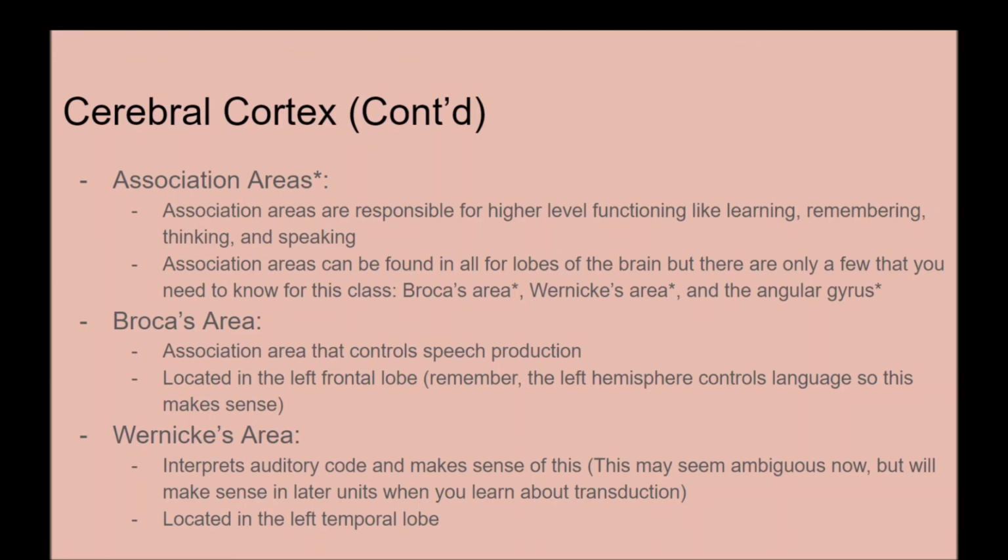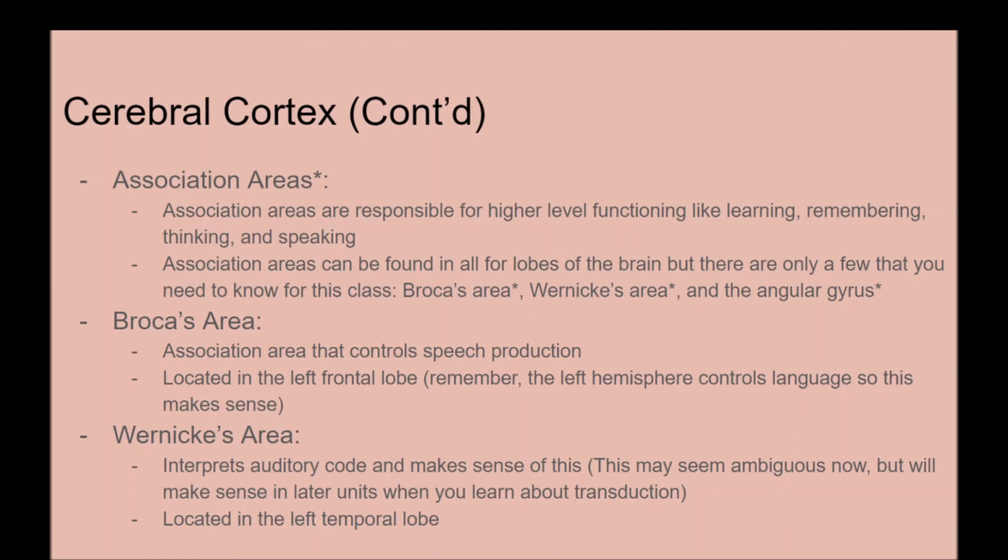Broca's area is an association area that controls speech production. It's located in the left frontal lobe, and you should remember that the left hemisphere controls language, so it would make sense that the association area controlling speech production is located in the left frontal lobe.